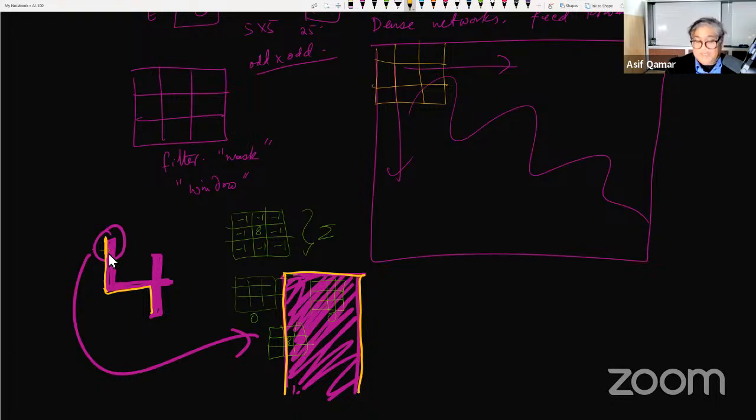Likewise, you could have a detector only for the horizontal part of it, a filter that can detect minus 1, minus 1, minus 1. Suppose I give it 1, 1, 1, minus 1, minus 1, minus 1. What will this detect?